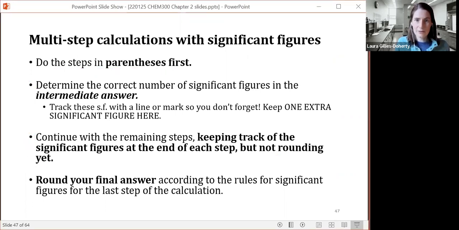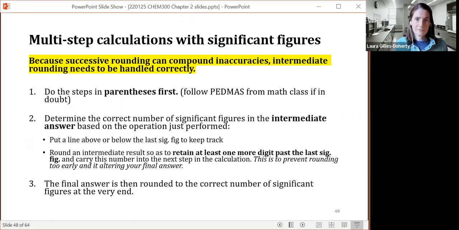So let's illustrate what I'm talking about with some examples. And this is again just saying, because the successive rounding can compound inaccuracies, you need to round the intermediates correctly. And again, do the parentheses first. Keep track of your sig figs, but then keep one extra until you get to the final answer, and then round the very, very last answer to the correct number of sig figs.